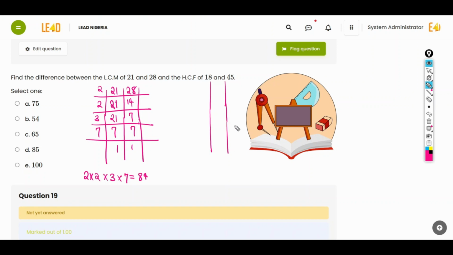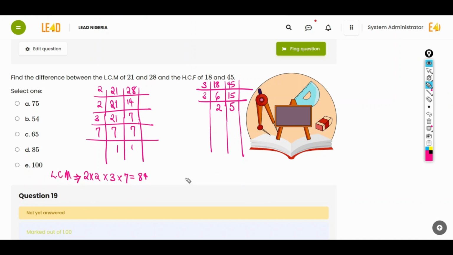All right, so the HCF of 18 and 45. For HCF, we only divide by what can divide both of them. So we can't use 2, but we can use 3. This would give me 6, and this would give me 15. I can use 3 again. This would give me 2, and this would give me 5. So there's nothing else that can divide both of them. So my HCF is just, sorry, this is the LCM that I got.